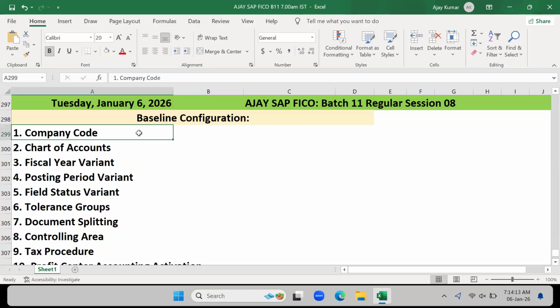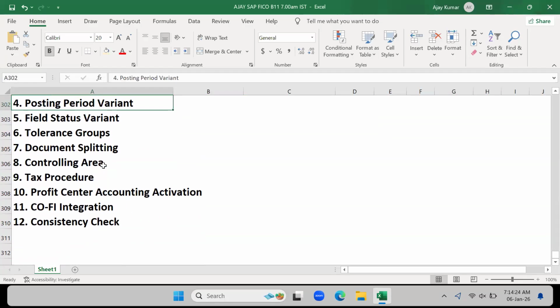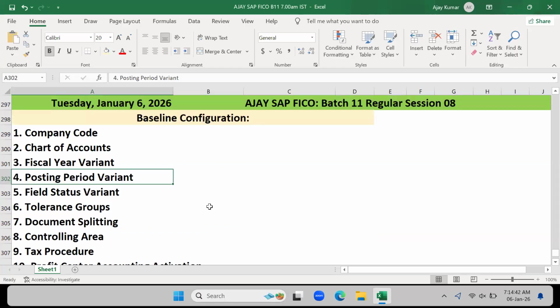which is your company code, chart of account, fiscal year variant, posting period variant, field status variant, tolerance group, document splitting, controlling area, tax procedure, profit center accounting activation, COFI integration, and then consistency check. Clear, right? Your task is only to remember these points, nothing else.